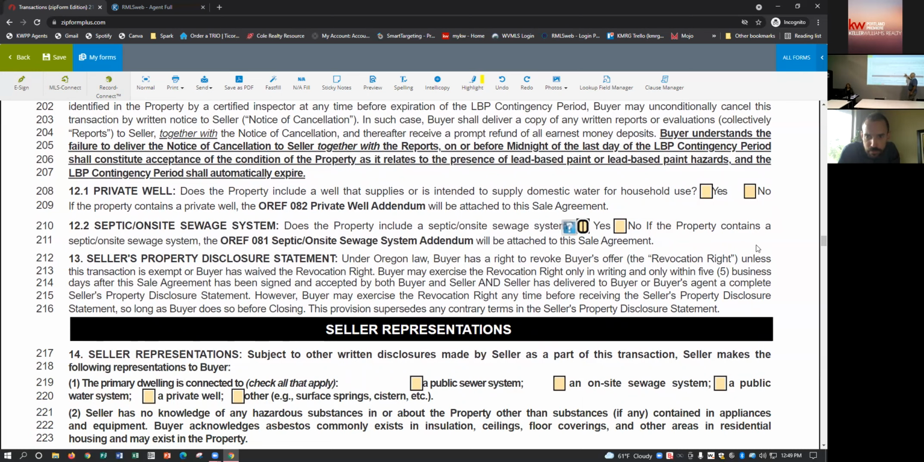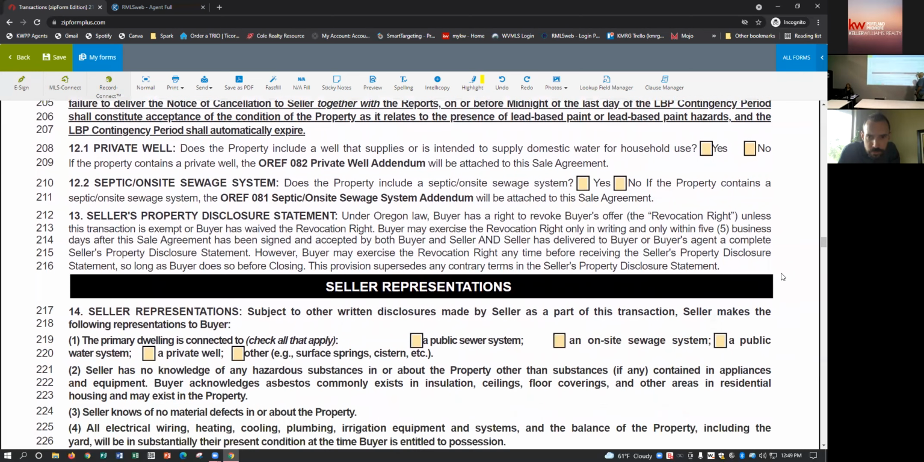Seller's property disclosure statement. This is new here. I'll read it really quickly. Under the form, this was here before, they changed the wording a little bit. Under Oregon law, buyer has a right to revoke buyer's offer unless this transaction is exempt or buyer has waived the revocation right. Buyer may exercise the revocation right only in writing and only within 5 business days after the sale has been signed and accepted by both buyer and seller has delivered the buyer or buyer's agent a complete seller's property disclosure statement. However, a buyer may exercise the revocation period at any time before receiving the seller's property disclosure statement, so long as buyer does so before closing.